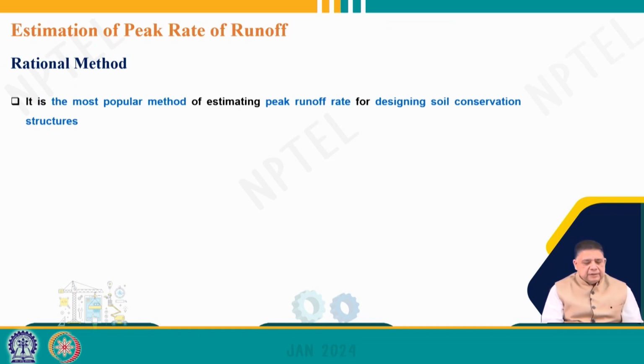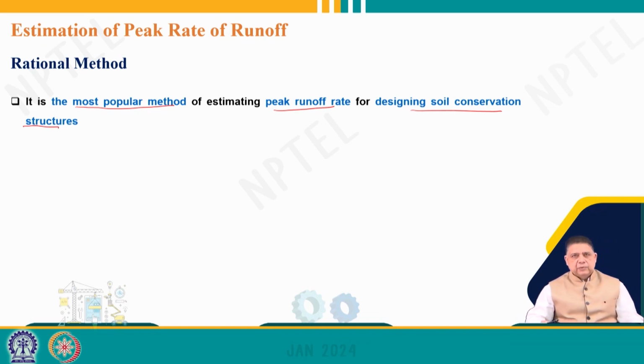The rational method is one of the most popular methods of estimating peak runoff rate for designing soil conservation structures. We have already discussed runoff, and we know that while designing any kind of soil conservation structure, be it discharge structures or detention structures, we definitely require the runoff volume, and this method gives us the peak runoff rate. So, it is more important for any kind of conservation structure.